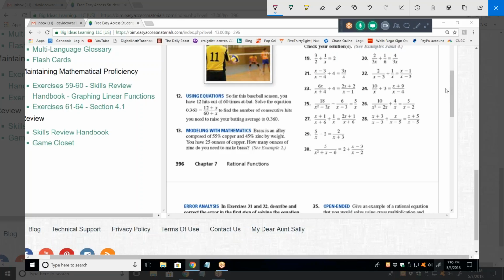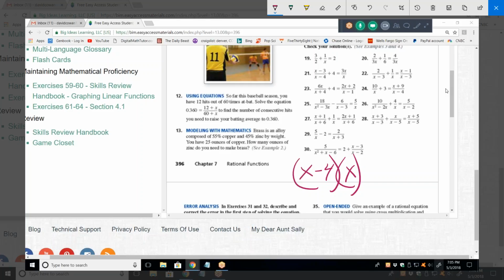So in 21, what's my least common denominator? What's one way to always get a common denominator? Multiply both denominators. So here's my common denominator, right? If I'm going to get rid of both denominators in one step, that's what I'm going to do.